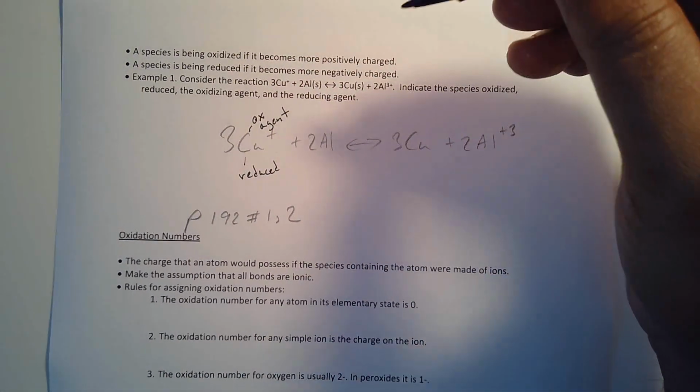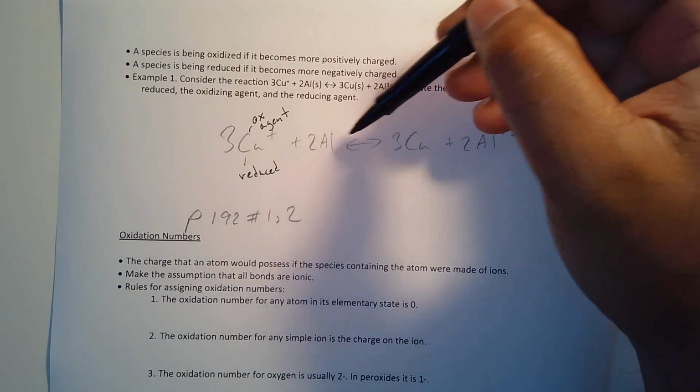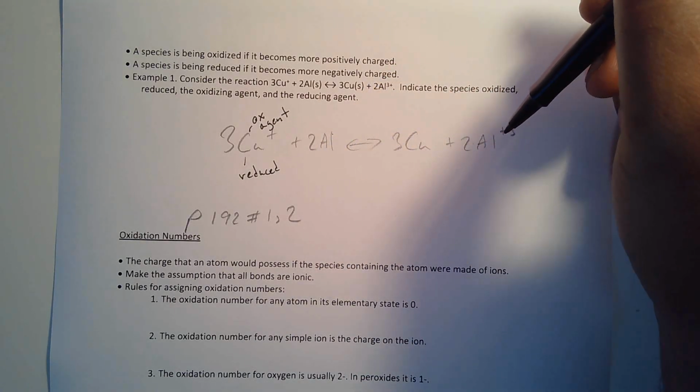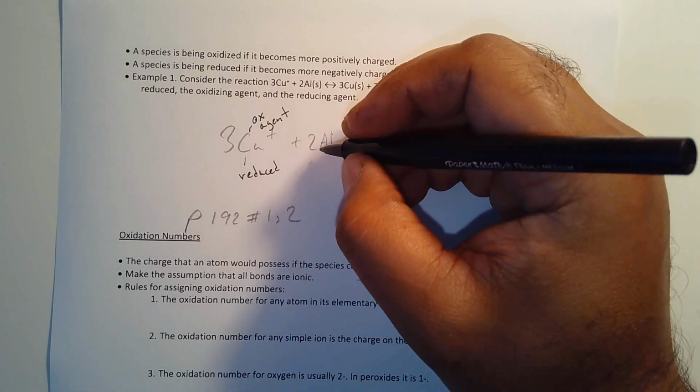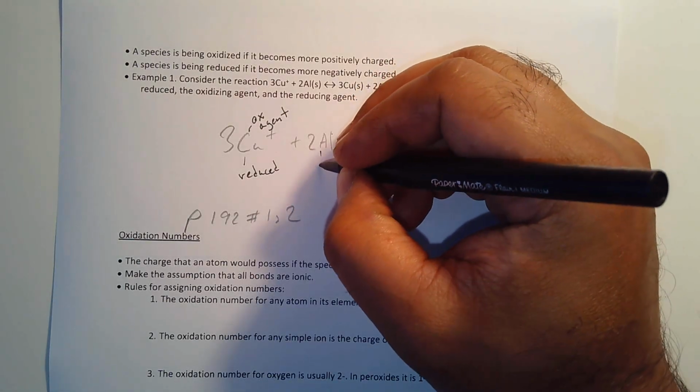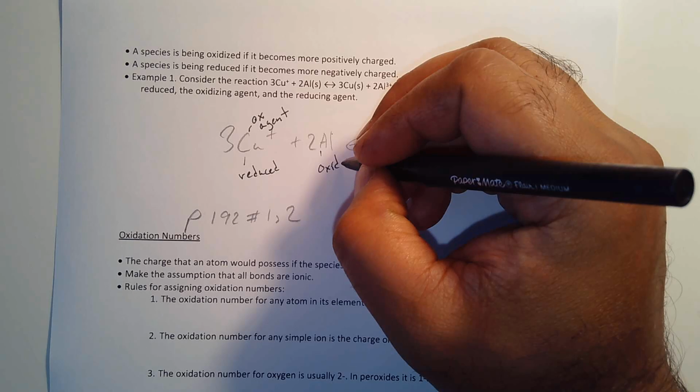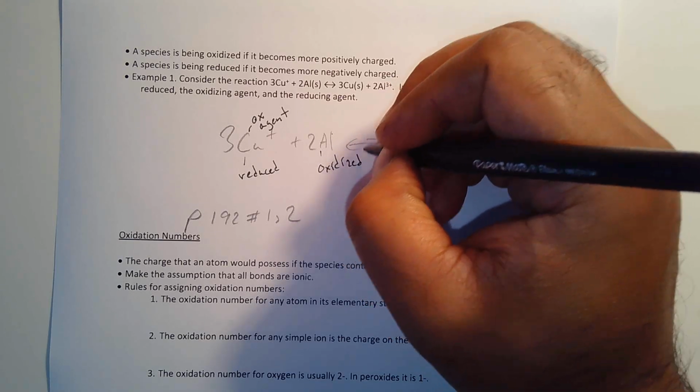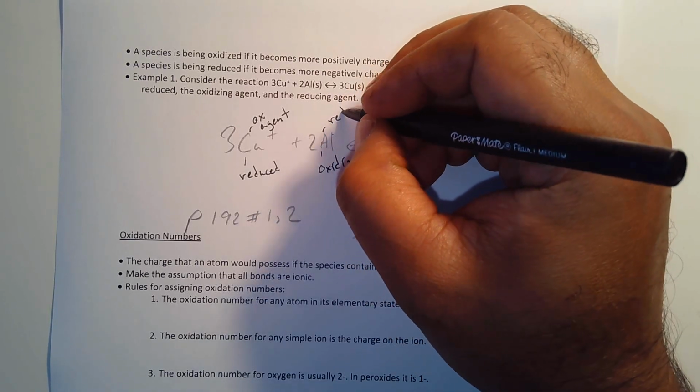The aluminum is going from 0 to +3, so that indicates that you're losing electrons. Therefore this is oxidized, and this would also be considered the reducing agent.